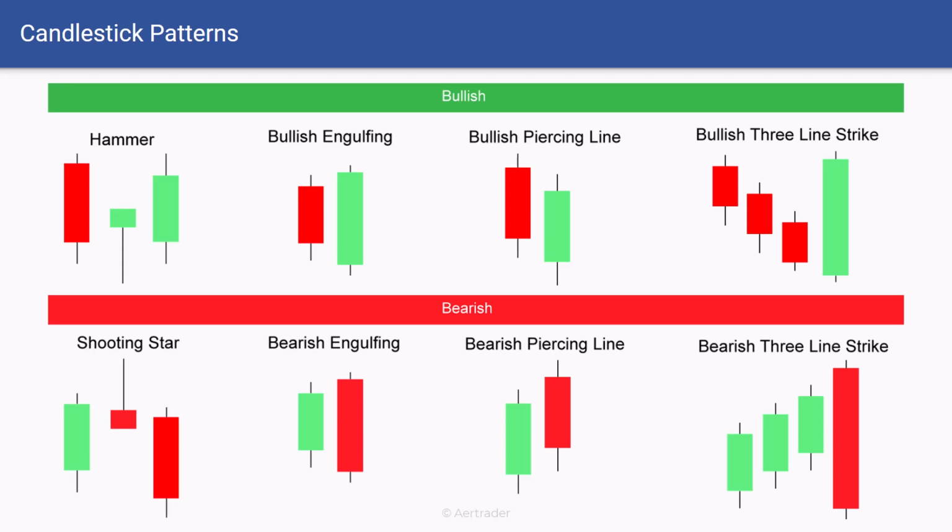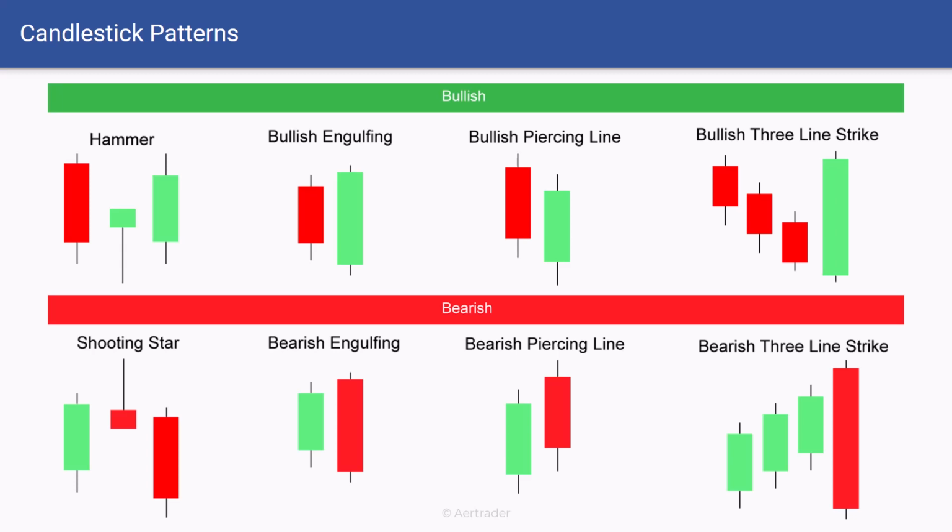The bullish engulfing candlestick pattern is a bullish reversal pattern that occurs at the end of a downtrend. It is formed when a small red candlestick is followed by a larger green candlestick, with the body of the green candlestick completely engulfing the body of the red candlestick.